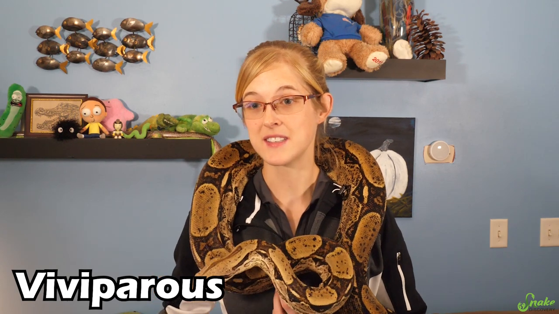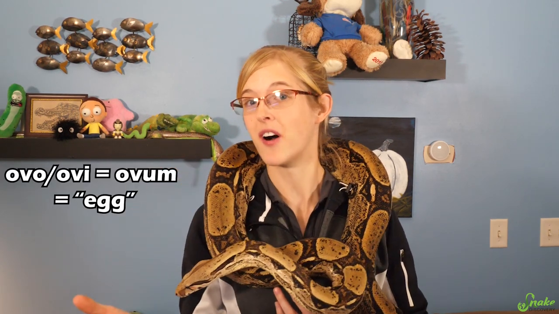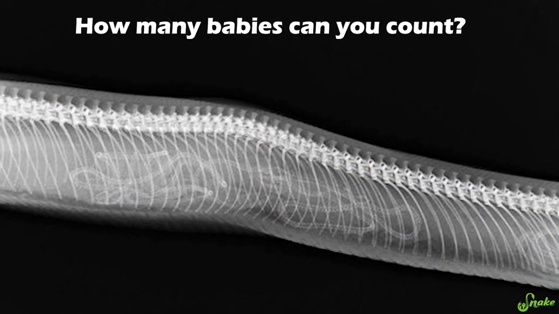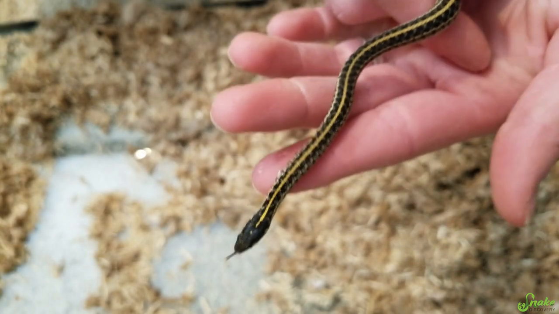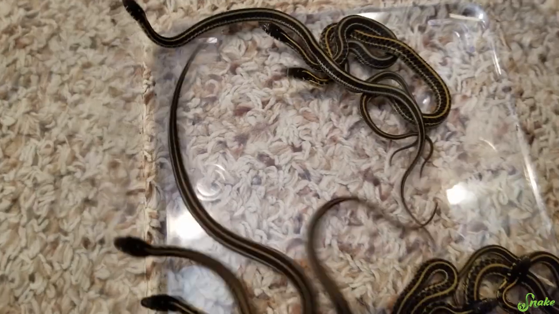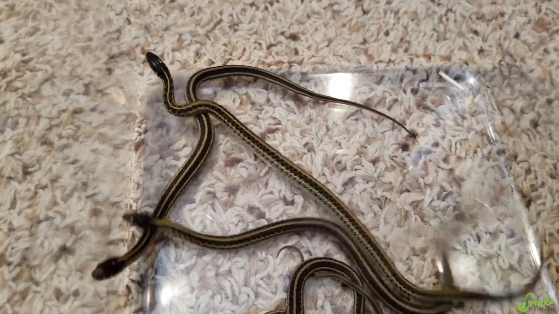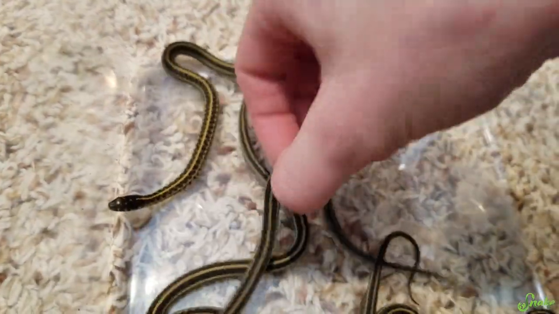The second method of reproduction would be snakes that are considered viviparous, or live-bearing snakes. Since the word ovi isn't in this term at all, that indicates that there are no eggs in any stage of development. So instead, viviparous snakes will nourish their young inside of their own bodies via a placenta. And when the babies are fully developed, then the snake gives birth to them. Those babies would be considered neonates, not necessarily hatchlings, because they haven't technically hatched. Basically, all hatchlings are neonates, but not all neonates are hatchlings, if that makes sense.